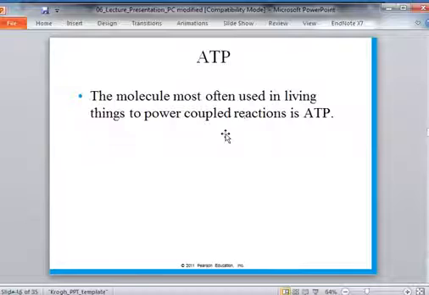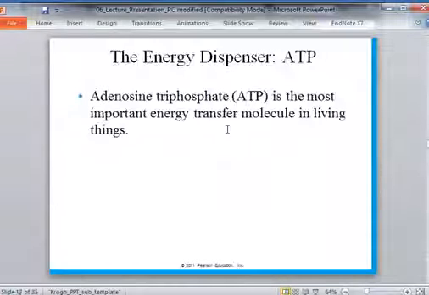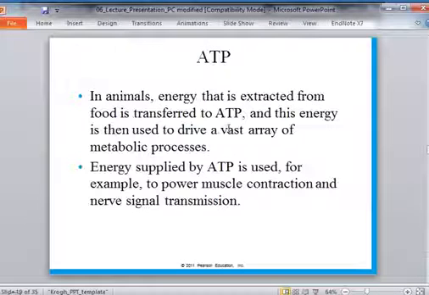ATP, as you read about and we mentioned, is the universal molecule for life. It basically functions to provide energy to all sorts of things that you do. ATP stands for adenine triphosphate. It's the most important energy transfer molecule in all living things. It's very conserved. Almost every organism uses ATP.